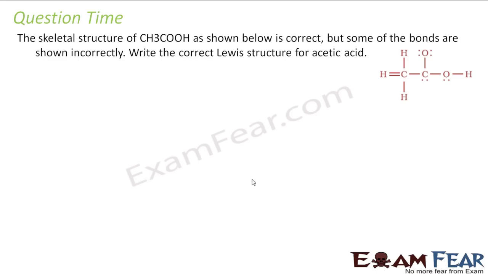So yes, the question says you need to take the skeletal structure of this, but some of the bonds are not correct. We have to write the correct structure. If you see, this hydrogen has 4 valence electrons, it's not correct. The correct structure we know is H. This is the correct structure. So now let's see, this guy should have 8 electrons. So we have 4, give it 8. So this guy should have 8 oxygen. This has already 4, 8. Carbon should have 4, carbon already has 4. This is the structure of my acetic acid.